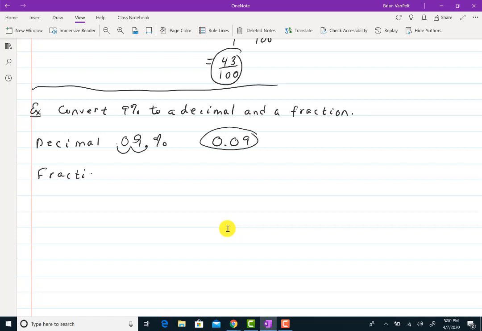And then as a fraction, you have 0.09 literally means 9 hundredths. So the answer there is 9 over 100. And that's all there is. So it's probably, at least as far as students are concerned, it's generally easier to go to the decimal and then get the fraction from that. In fact, decimal form is the easiest form to convert to anything else. Let's do another one.